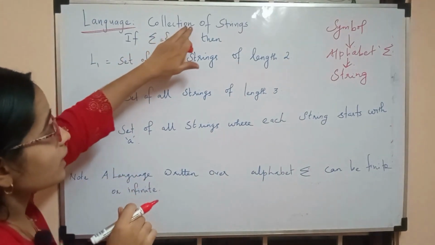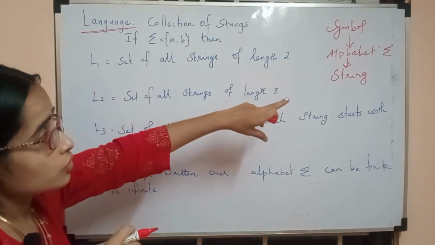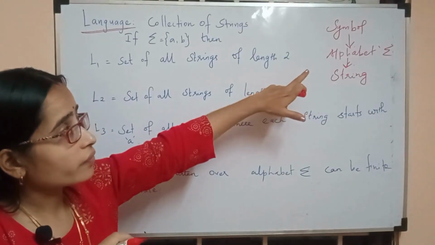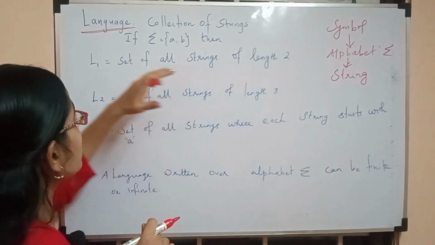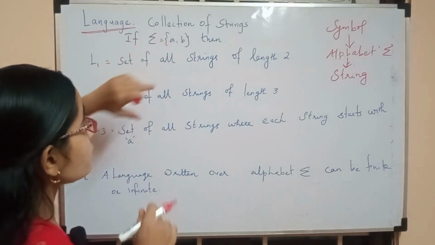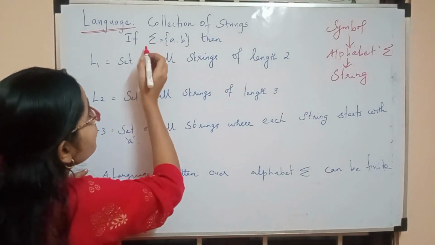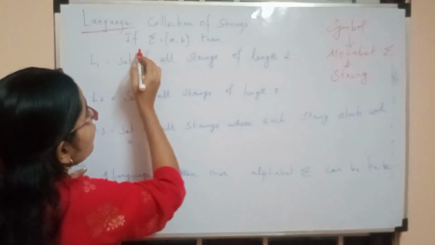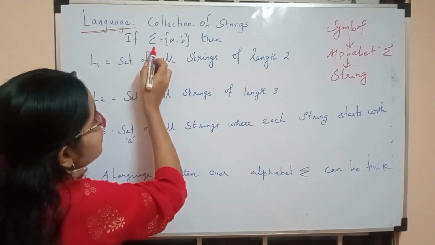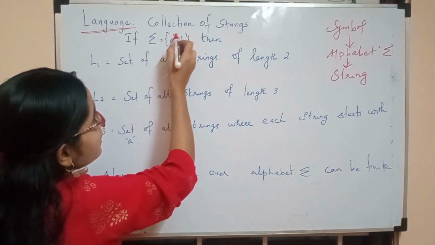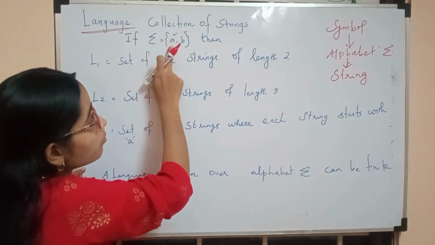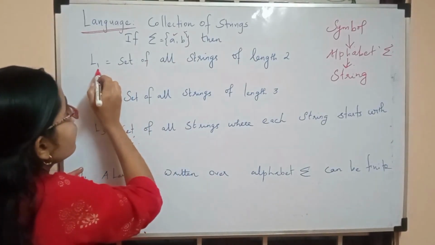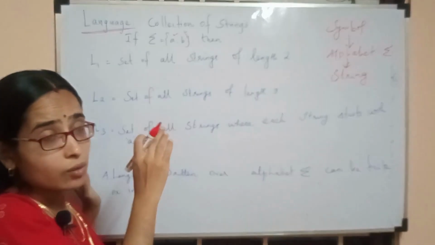Language is a collection of strings. So we know what is string. String is a collection of symbols over the set sigma, that is the alphabet, the input set. And now language is a collection of strings. Again, if we want to define what is meant by language, suppose sigma, the alphabet set, contains a comma b. If the set contains a comma b, then we are defining the language L1.